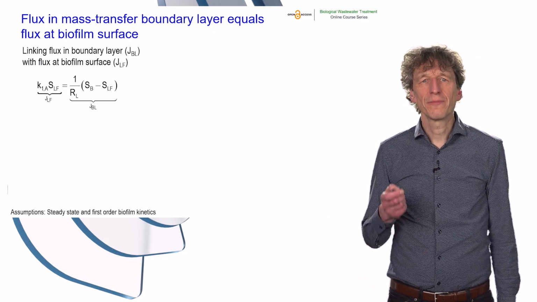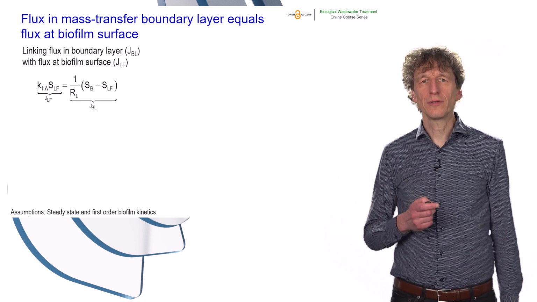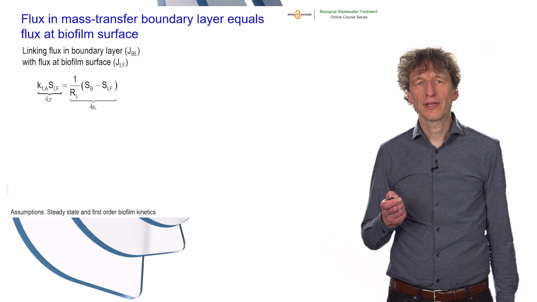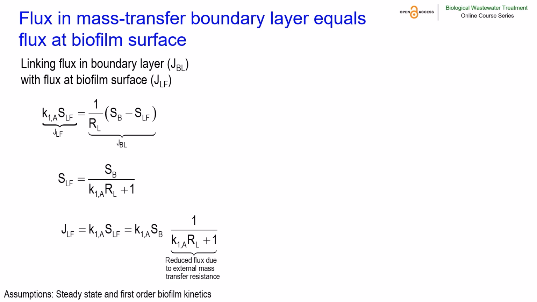Based on the principle of mass conservation, the flux of substrate at the surface of the biofilm must equal the flux of substrate through the boundary layer. This is shown here. The flux at the surface of the biofilm here is assuming first-order kinetics inside the biofilm. We can solve this equation to calculate the substrate concentration at the surface of the biofilm. Substituting the value of S_LF, so at the surface of the biofilm, in the biofilm flux equation, we can now calculate the substrate flux into the biofilm, considering now also the external mass transfer resistance.